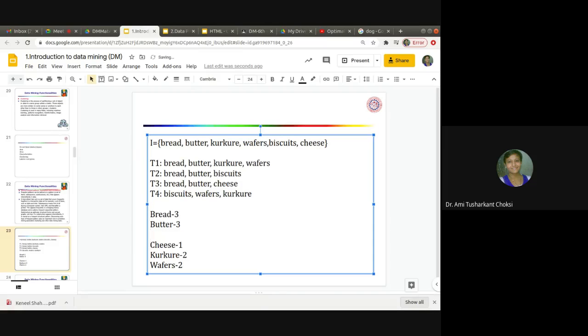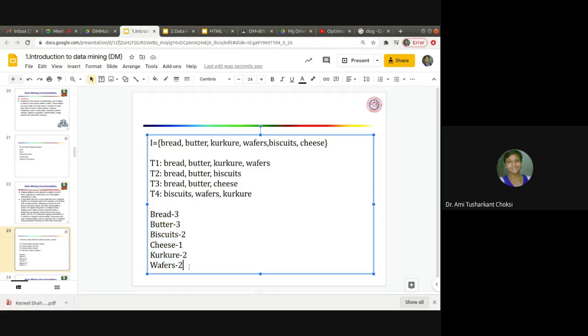So according to sorting of the words, we can have that, right? So for biscuits, we can say it is found 2 times. One is here and second is here. Fine. So this is available 2 times. Now we can say this is the count of items which is available in our transactions. Fine.